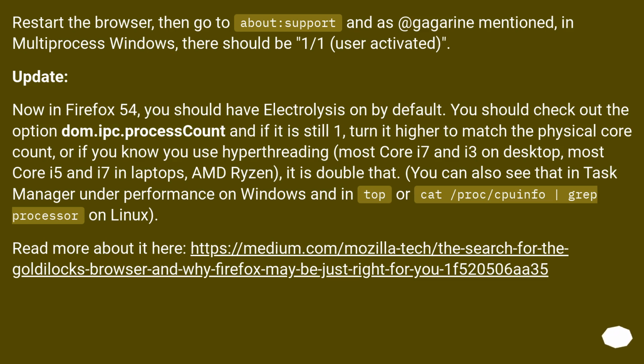Update: now in Firefox 54, you should have electrolysis on by default. You should check out the option dom.ipc.processCount, and if it is still 1, turn it higher to match the physical core count, or if you know you use hyperthreading, most Core i7 and i3 on desktop, most Core i5 and i7 in laptops, AMD Ryzen, it is double that. You can also see that in Task Manager under Performance on Windows and in top or cat /proc/cpuinfo, grep processor, on Linux. Read more about it here, this URL.